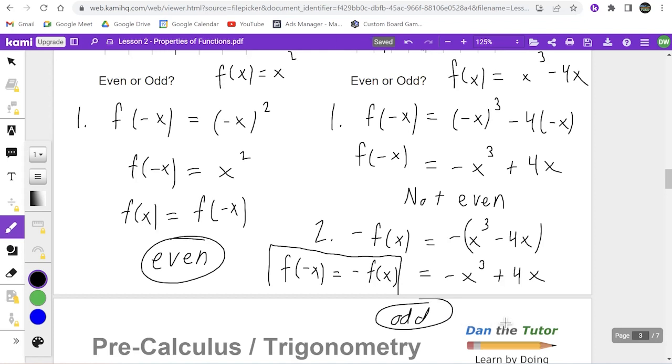For this one, you needed two steps. Honestly, there is no real third step. The third step is if it's not even and if it's not odd, then it's neither, and you literally would just write neither. So that's not a big deal.